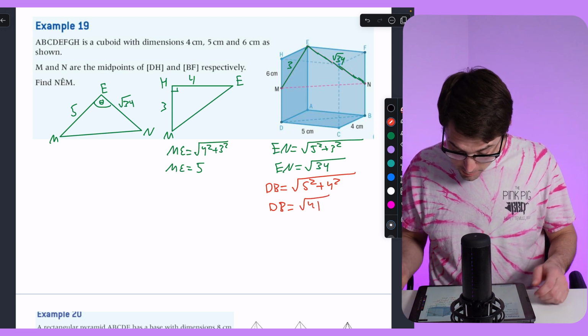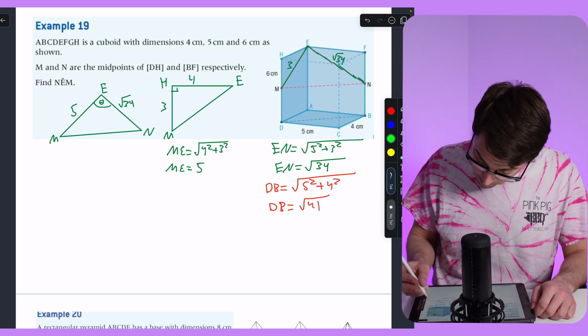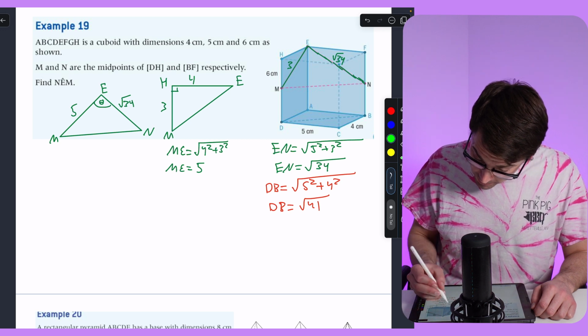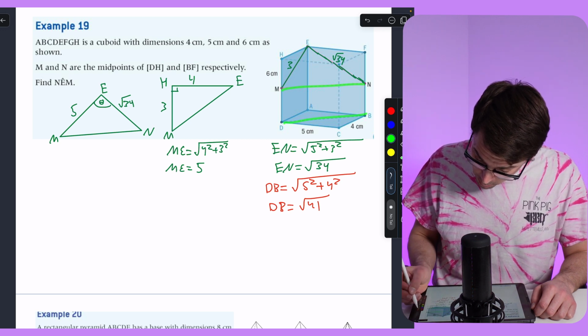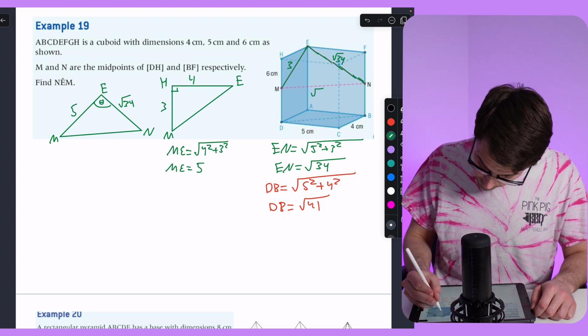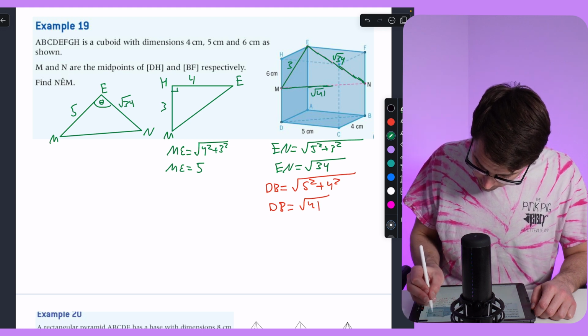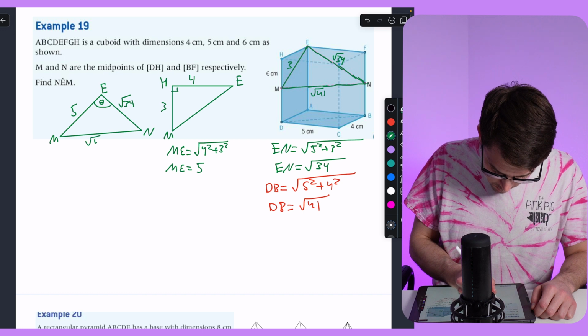Looking at my calculations. Okay, so now I have DB is the root of 41, and DB and MN are equal. So DB and MN are both the root of 41. So here I have the root of 41 like that, which means I have the root of 41 here.